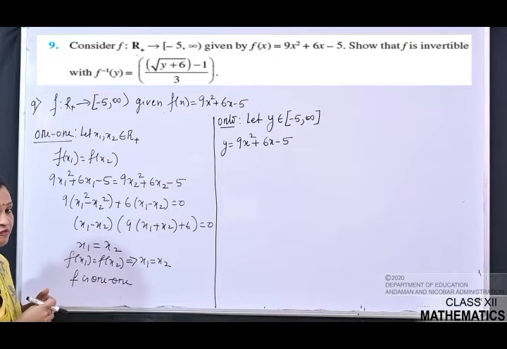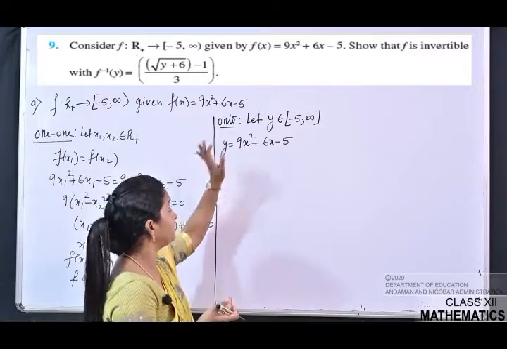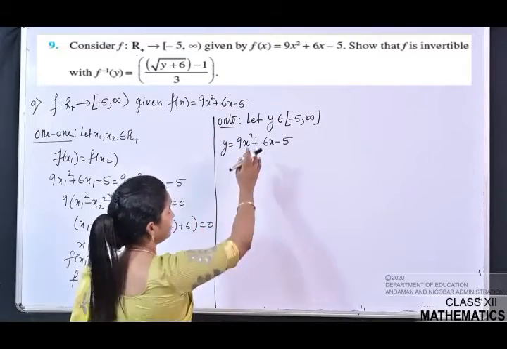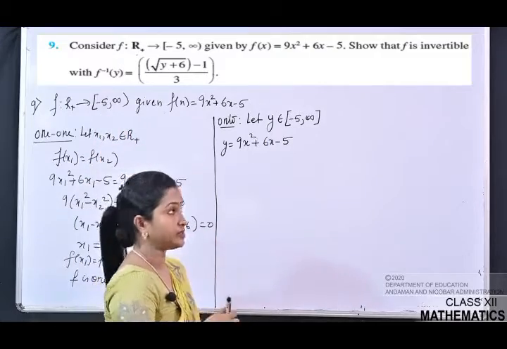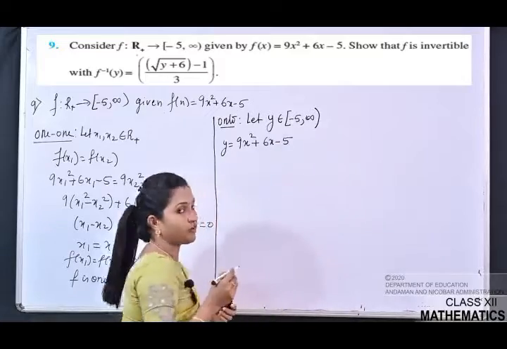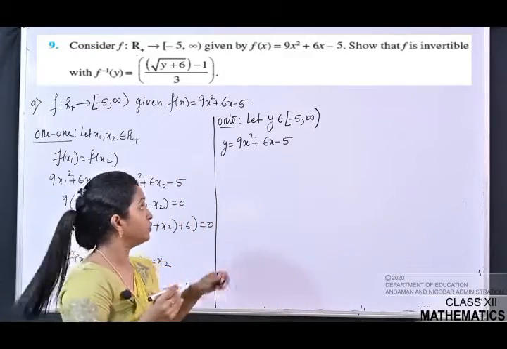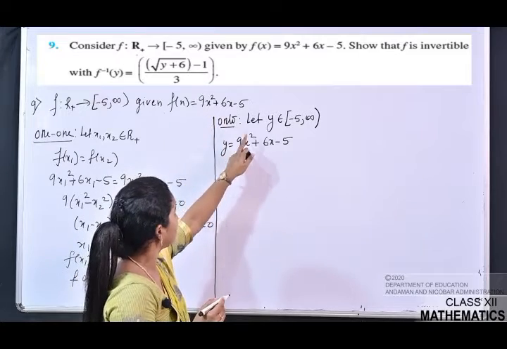So what you got? f is a one-to-one function. Now the next step is you have to prove it to be an onto function. Let y belong to the codomain, the open interval minus phi to infinity. Now what will you do? y is equal to f of x, and the value of f of x is 9x square plus 6x minus 5.